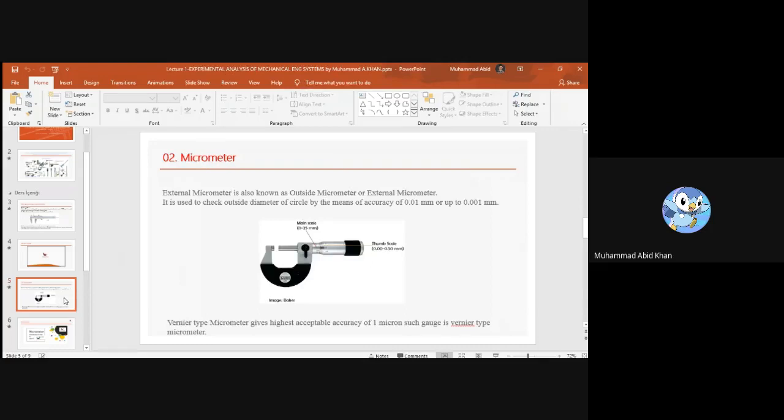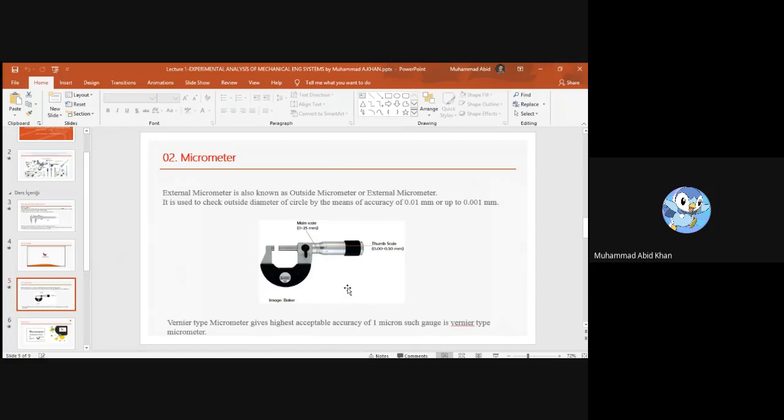Now the second one is the micrometer. Where are we using the micrometer? External micrometer is also known as outside micrometer. It is used to check the outside diameter of a circle with an accuracy of 0.01 millimeter or up to 0.001 millimeter.